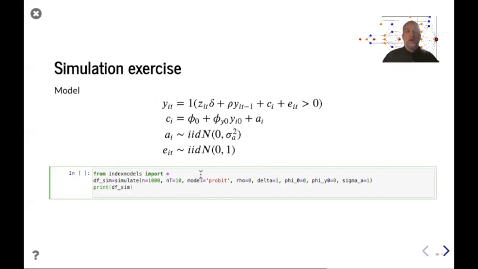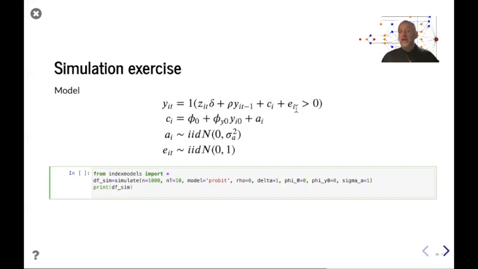So here we have a model, which is a latent variable model, where we have some time varying explanatory variables. We have a lagged dependent variable. We're going to set that rho to 0 for now and just be patient. We're going to talk about dynamic models later. And then we have our unobserved effect.